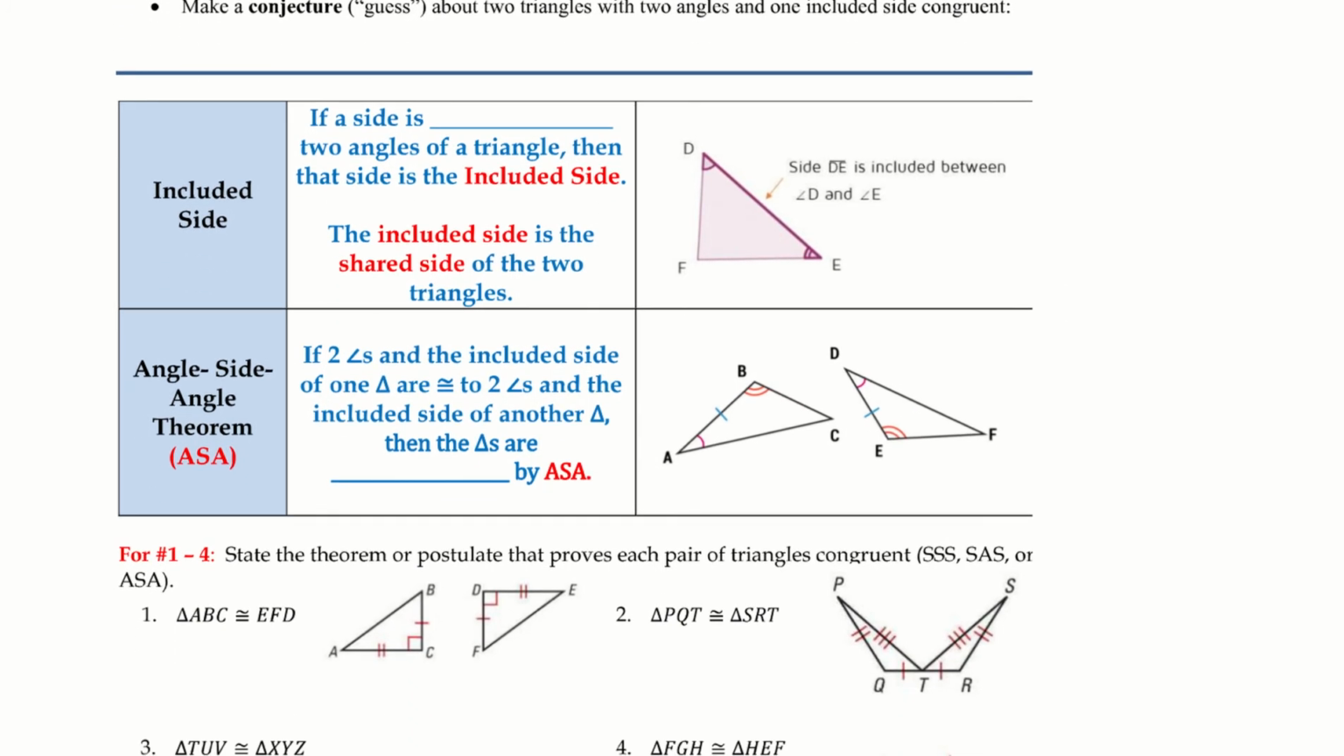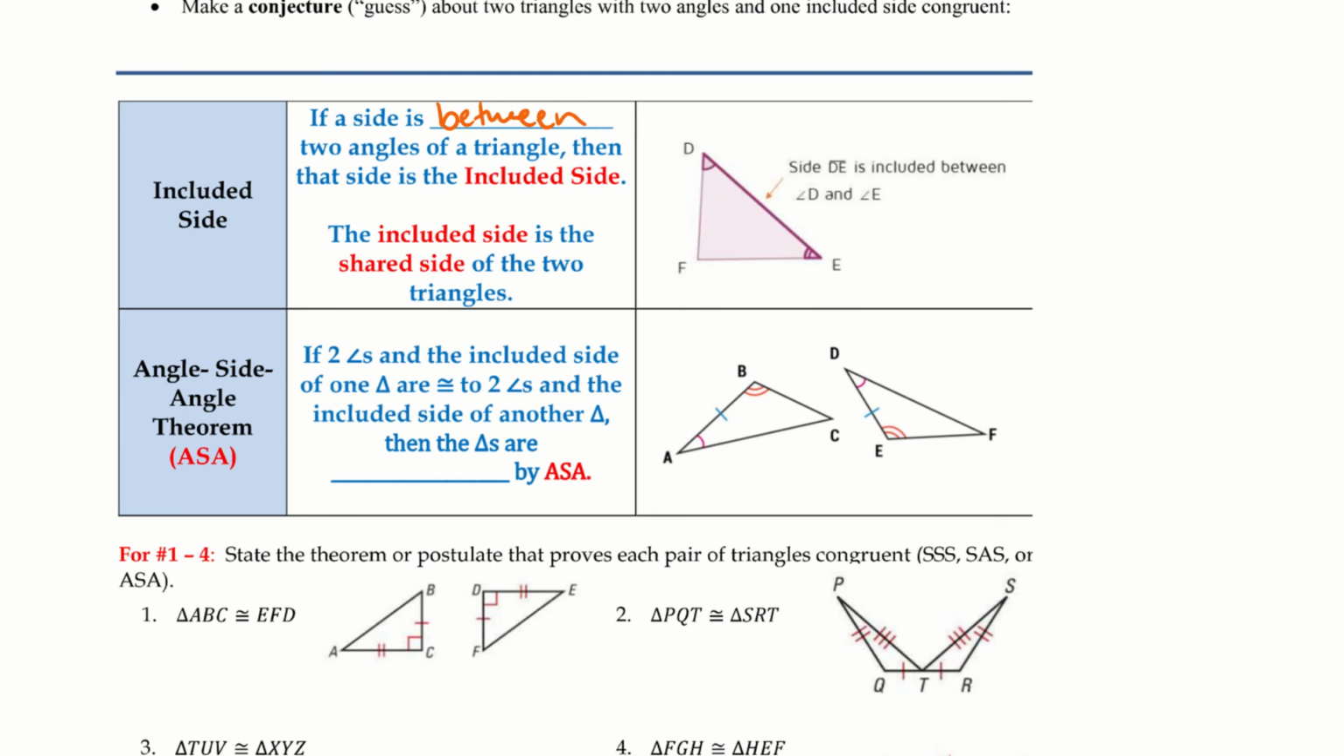So, an included side. If the side is between two angles of a triangle, then that side is the included side. So similarly with an included angle, it's between two sides. An included side is between two angles. So the included side is the shared side of the two triangles.